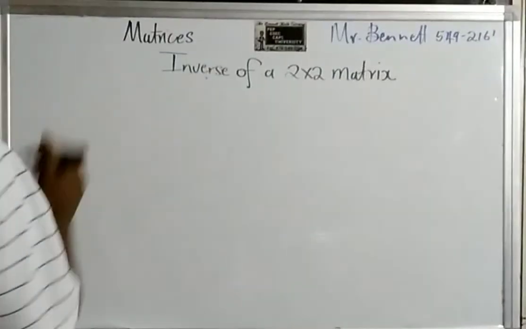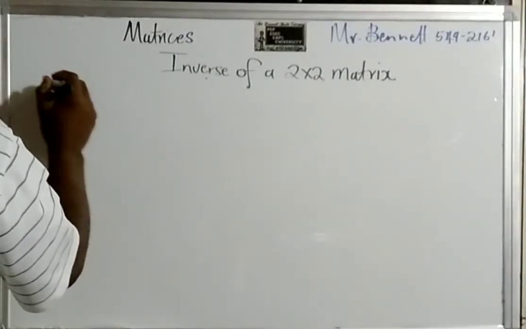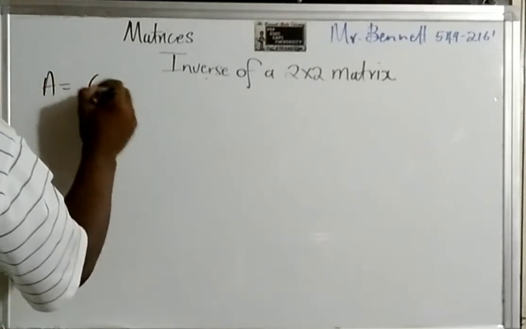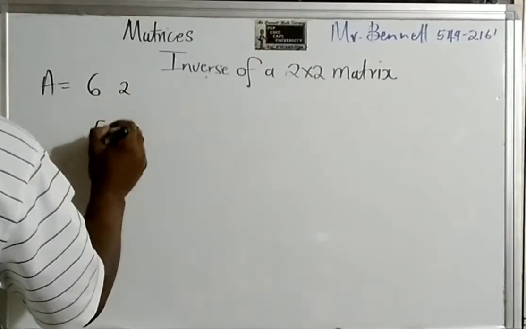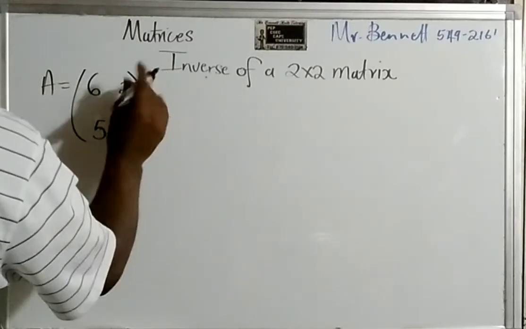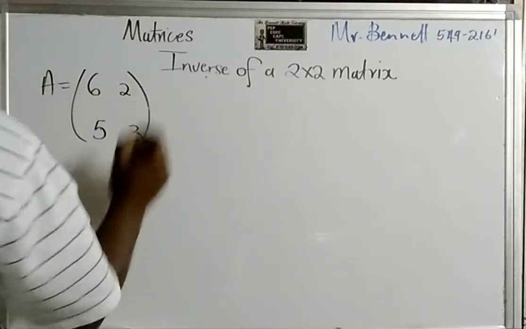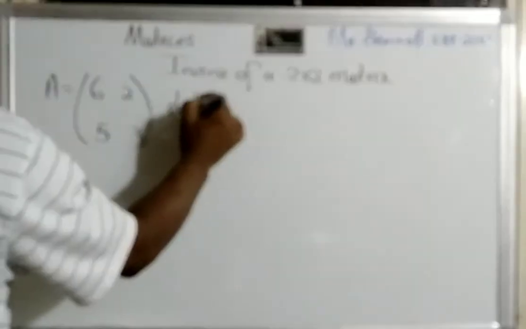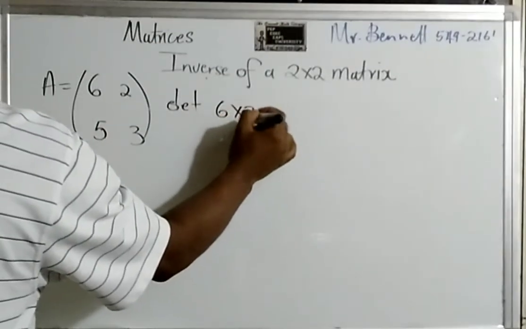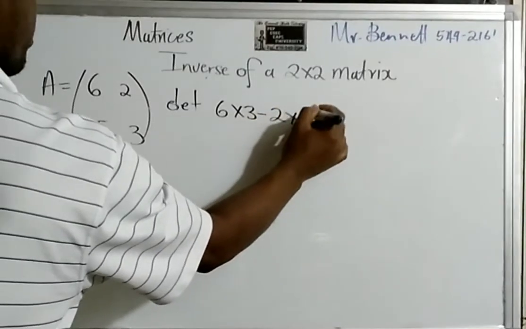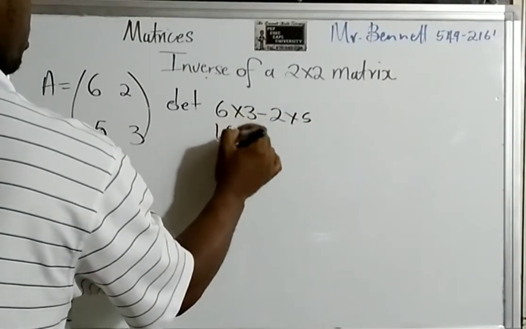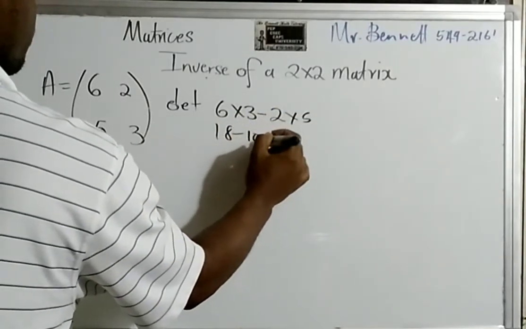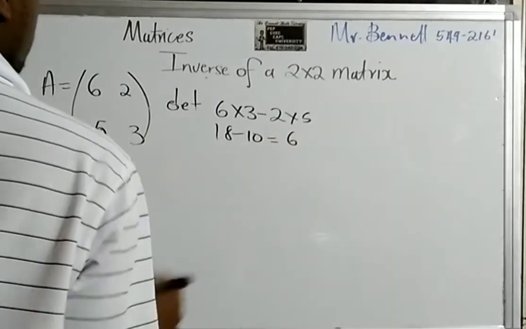So let us say A is equal to 6, and we are asked to find the inverse. So remember, the first thing we find is the determinant. That will be 6 times 3 minus 2 times 5. 18 minus 10 is equal to 6.